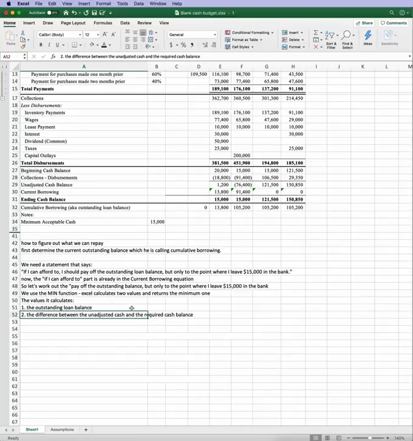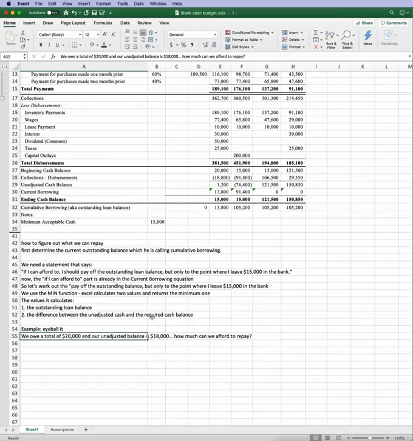So it looks at the outstanding loan balance up in this row here, and it also looks at the difference between the unadjusted cash balance and the minimum acceptable cash that we need, and it returns the lowest. Okay, so let's look at an example of just some normal numbers so that you can see how it works logically. This is just a life example. It's got nothing to do with this budget that we're working on, but it's something that you might be able to get your heads around.